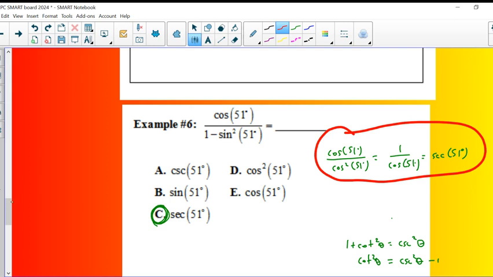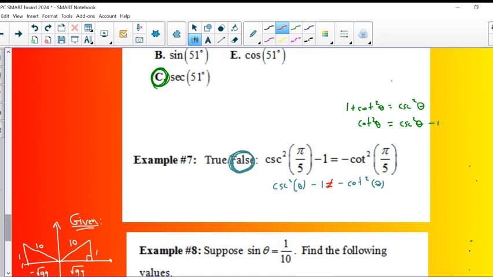For number 7, I was reminding myself right here of what the Pythagorean identity is with cotangent and cosecant. So what I'm looking for is something equivalent to 1 plus cotangent squared of theta equaling cosecant squared of theta. Now you can move the 1 to the right and it becomes minus 1, but then you're looking for a positive cotangent squared. And this negative that's sitting right there makes that statement false. And so that's why it's false.